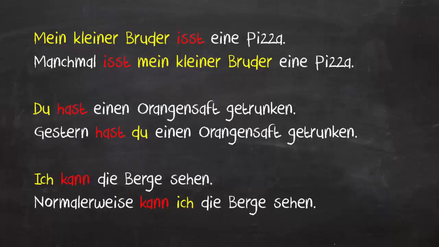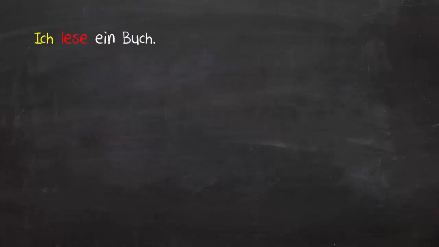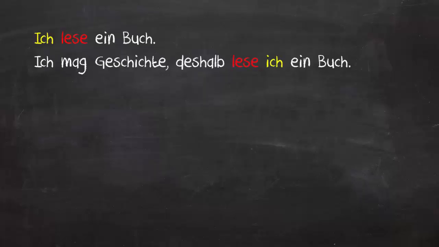Okay, so far we've seen only simple sentences. Now let's have a look at some more complex ones with subordinate clauses. Ich lese ein Buch. I read a book, or I'm reading a book. In German there is no difference. Ich mag Geschichte. Deshalb lese ich ein Buch. I like history, therefore I'm reading a book. You see that in the subordinate clause, the verb and the subject switched places, so that the verb remains in the second position.